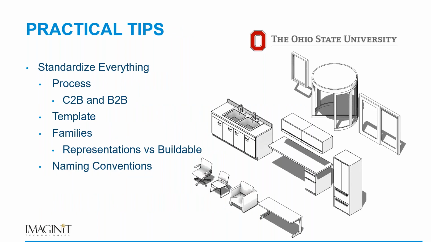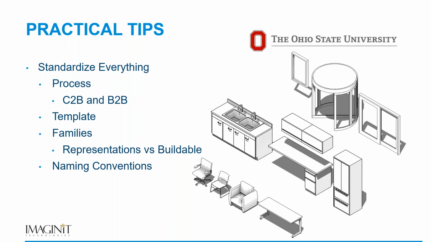But another thing that's really been critical to us is the standardization. I've mentioned that several times. Our process is highly standardized, whether it's CAD to BIM, whether it's BIM to BIM, it's a standardized process. Our templates are standardized. The families we have in Revit, they're standardized. We focused on representational families as opposed to buildable, because that's where we find the most bang for our buck and allows us to build the models quickly.